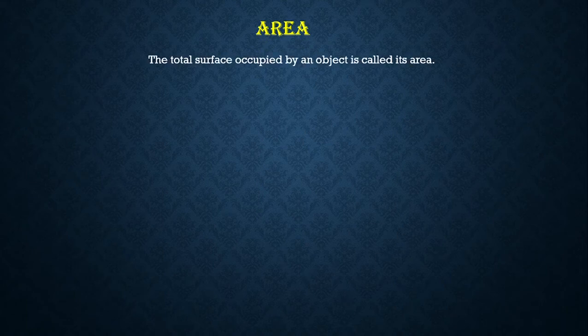Alright, we'll start this video. Area. So the topic is area. So what is an area? The total surface occupied by an object is called its area. So the total surface that is occupied is called area.